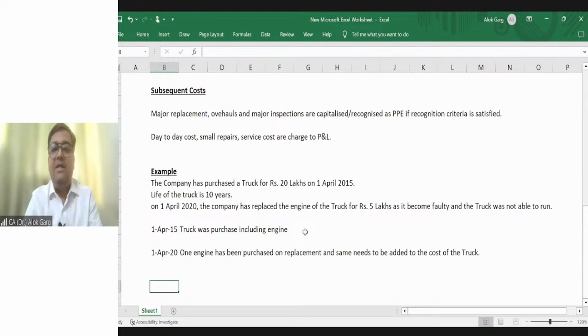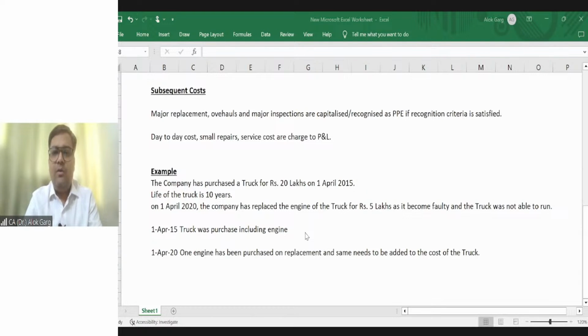On 1st April 2020, the engine has been purchased as a replacement and the same needs to be added to the cost of the truck, right? It is meeting the definition of PP. It is also satisfying the recognition criteria.